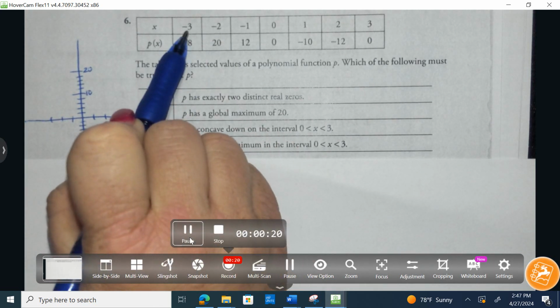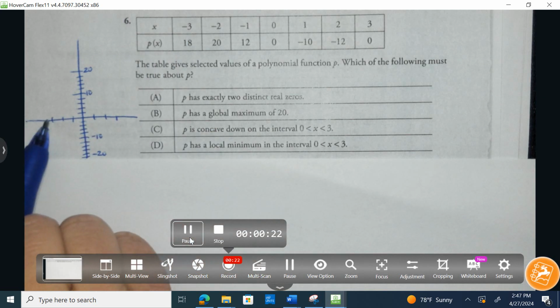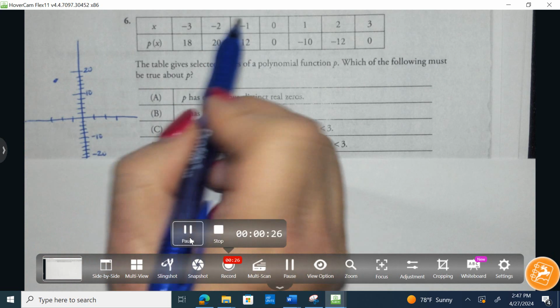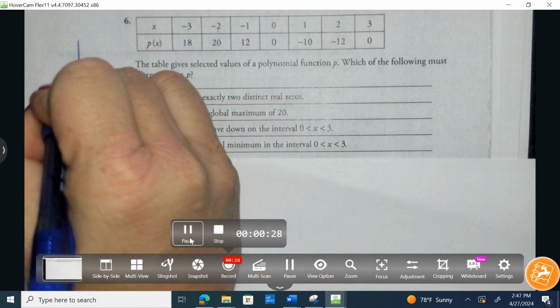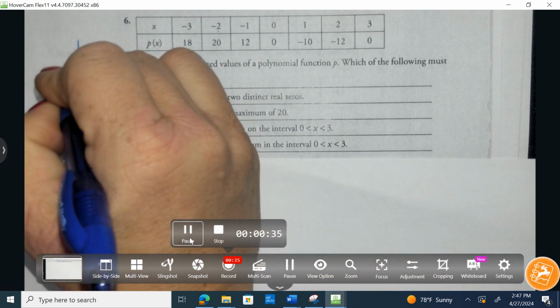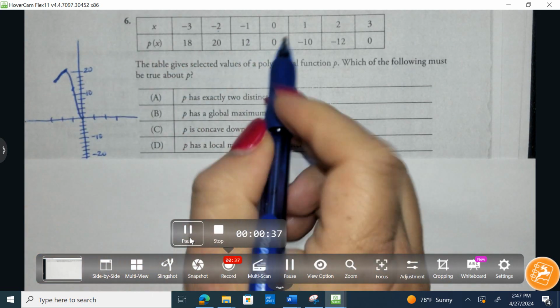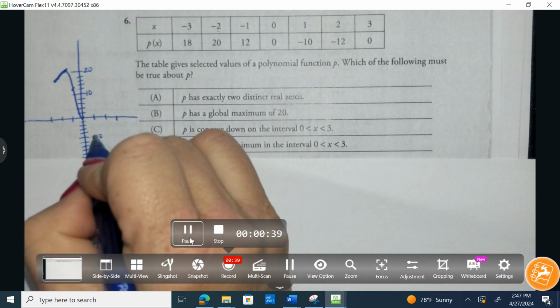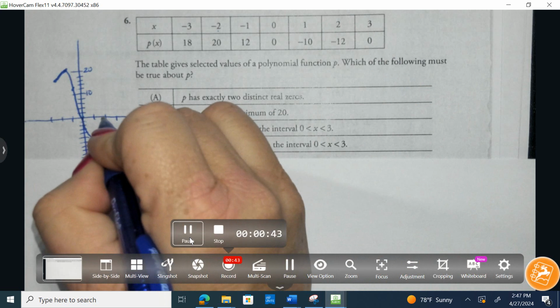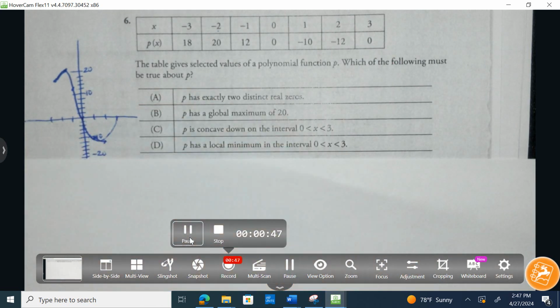I'm going to go all the way out to -3 and going up to approximately 18. So that would be approximately 18. I'm going to -2 and up to 20, so it's in this shape. -1 is going to be at 12, at 0, 0, so it's making this shape just straight down there. At 1, you're at -10, so all the way down here. At 2, you're at -12, a little bit lower, and at 3, we're at 0.